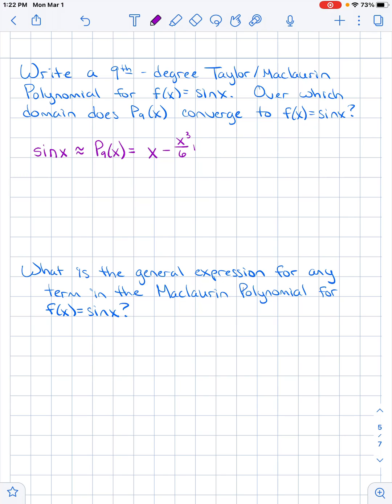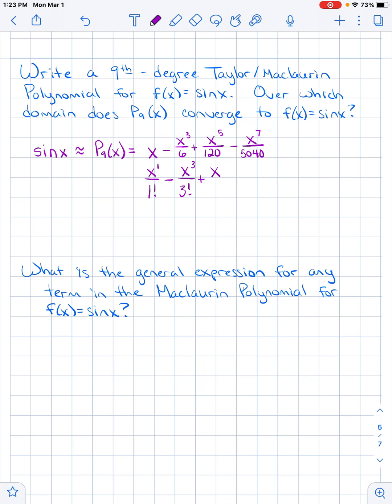plus x to the fifth over 120. Now I hope you started to realize where those denominators were coming from. Remember back in the day I said you need to really recognize these numbers? Well, this is it. Because what I'm noticing, and I hope you did as well, is that this first term is x to the first over 1 factorial. The next one is x to the third. This is 3 factorial, 3 times 2 times 1.